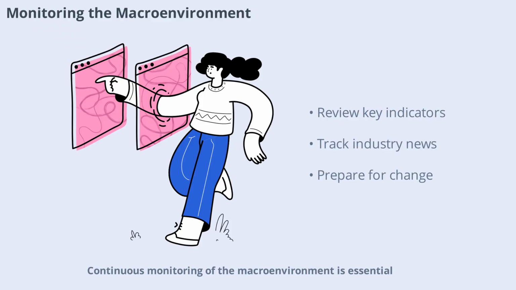Continuous monitoring of the macroenvironment is essential for staying informed about new opportunities and threats. This involves regularly reviewing key indicators, industry news, and global events. Businesses that make macroenvironment analysis a routine part of their strategy are better prepared for change.